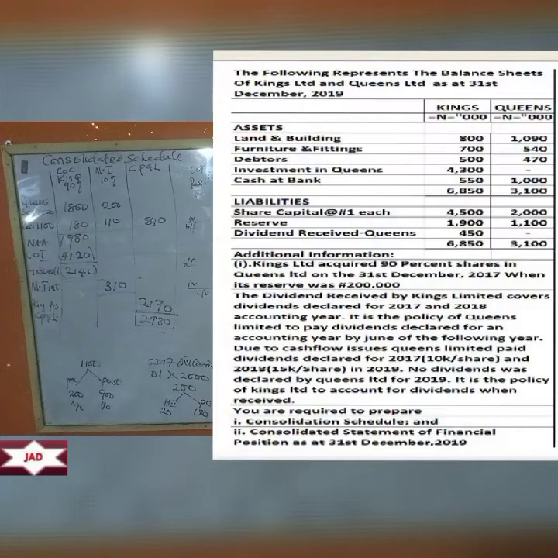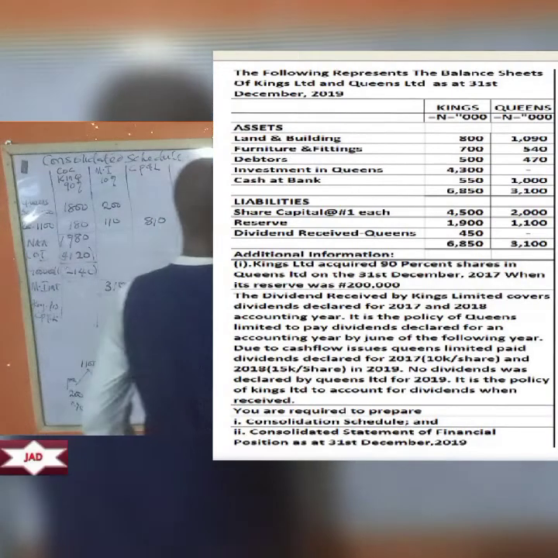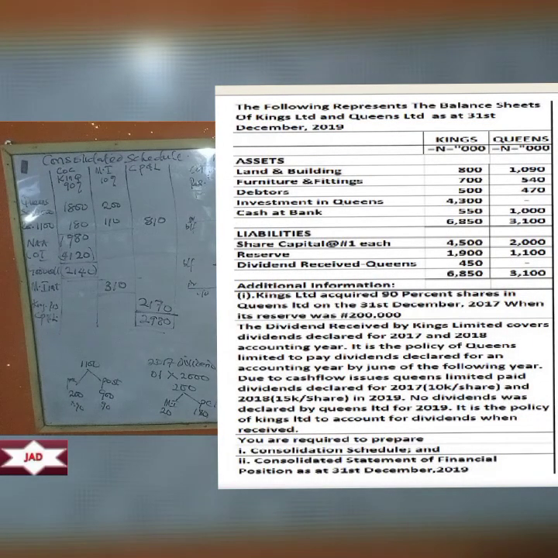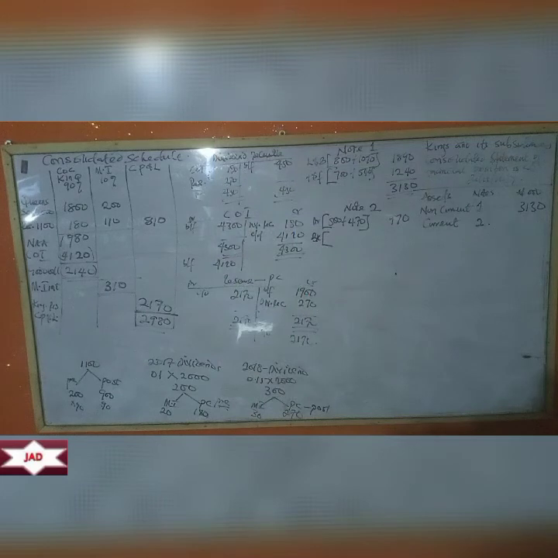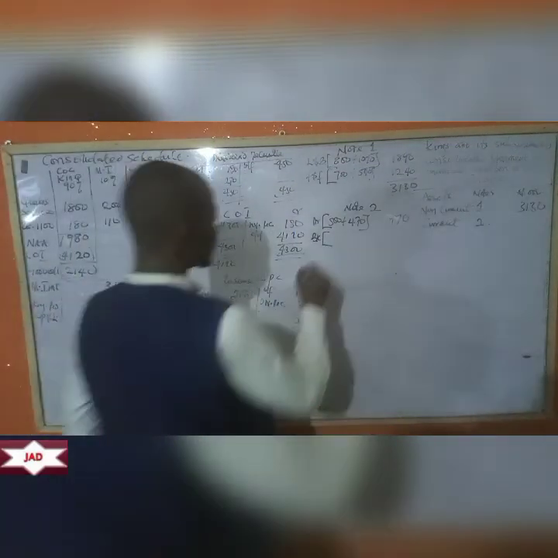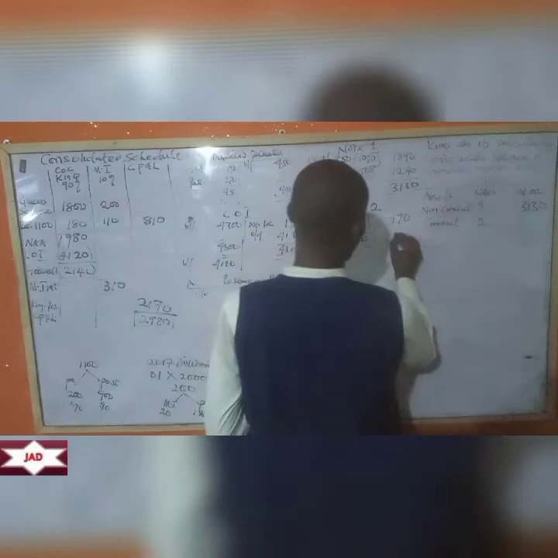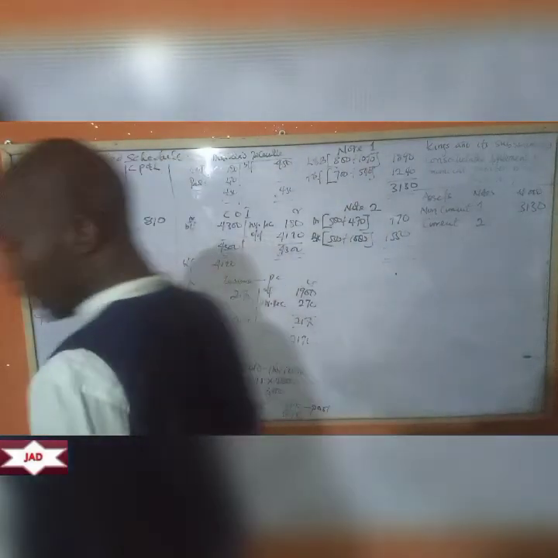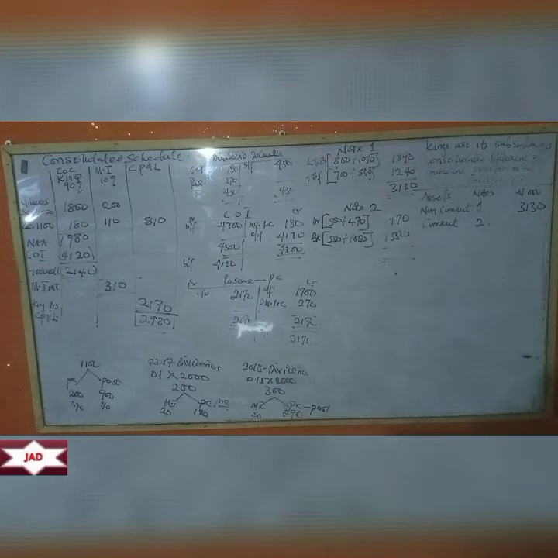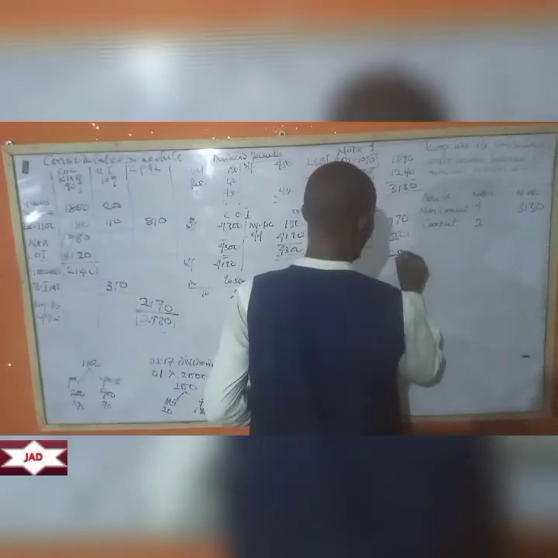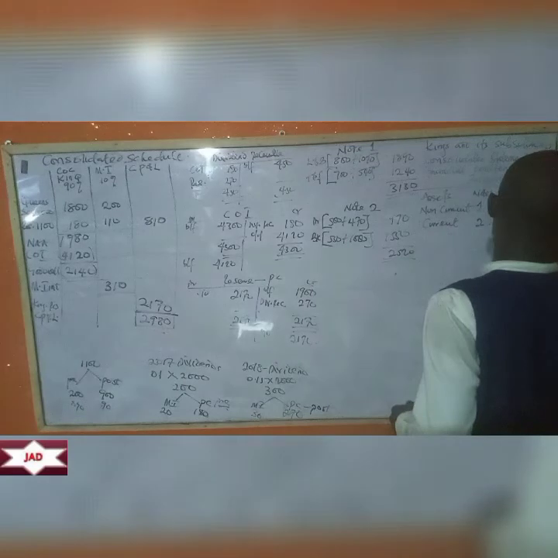We have 970. What's the next item there? Cash at bank. So what are the bank items there? We have 550 and 1000. 550 plus 1000. So what does that give us? 1550. So when you add up, what do you have? $1,550 plus $970, $2,520. So we have $2,520.